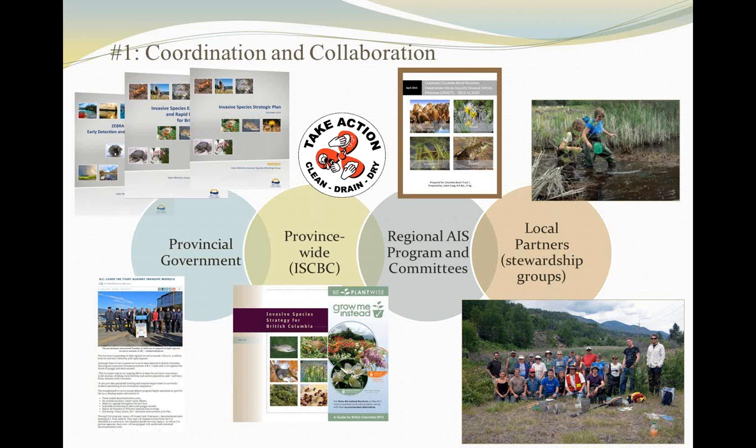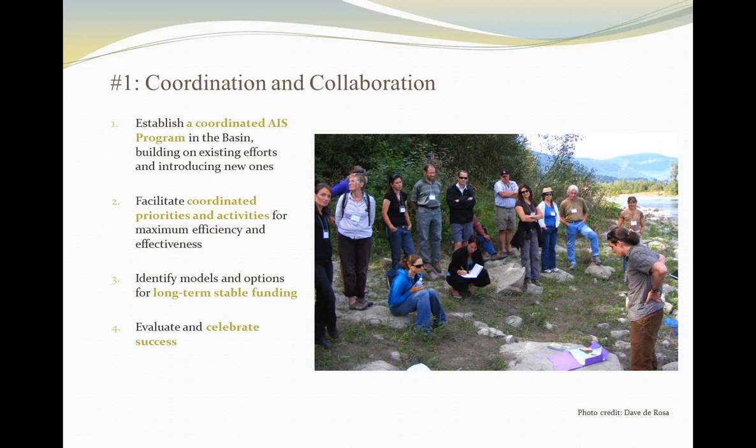So these are the goals under the coordination and collaboration portion of the framework, and primarily to establish a coordinated program and facilitate coordinated priorities and activities. This program will be guided by an aquatic working group, so that will be comprised of representatives from a variety of backgrounds and perspectives, including stewardship groups. And the recommendation is that the regional committees will act as the go-to organizations for AIS in the basin. So they'll maintain a list of the various organizations and who's doing what and what the activities are, and they'll really be promoting collaborative proposals and partnerships.